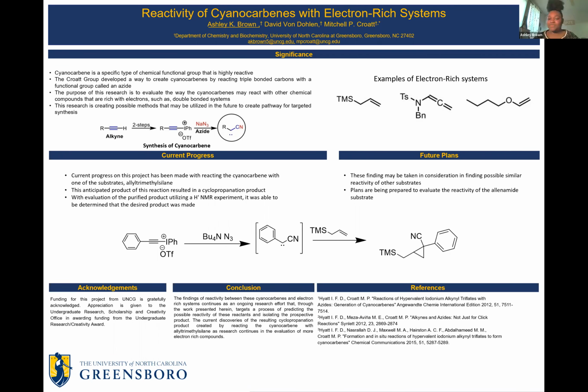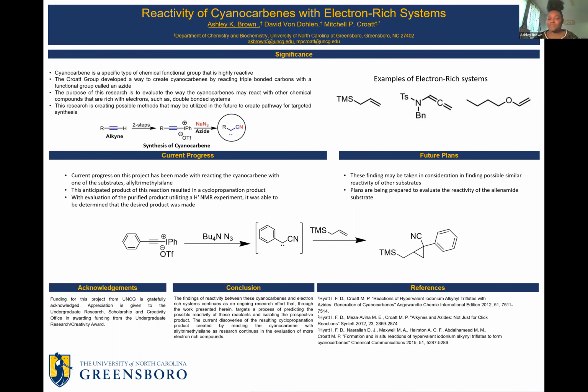Getting into the background and the significance of my studies, cyanocarbenes are a specific type of chemical compound that is highly reactive. The Croatt Chemical Research Lab has previously developed a way to create these cyanocarbenes by reacting a triple bonded carbon, which is considered an alkyne, depicted here in the blue, with a functional group called an azide, which is depicted here in the red.